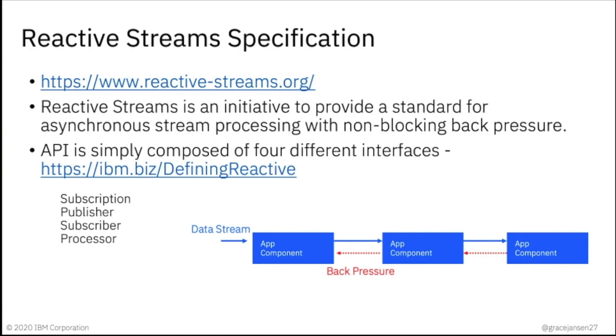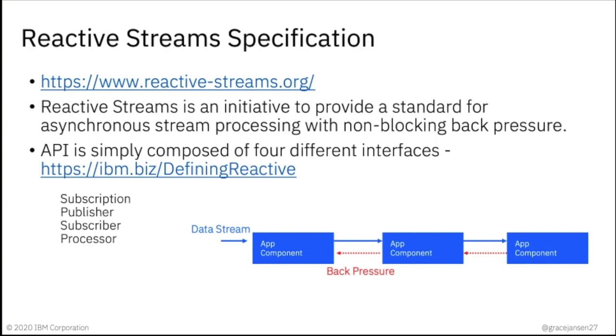And this API is essentially providing a standard for asynchronous stream processing with non-blocking backpressure. It's composed of 4 different interfaces, and you can visit our article here to find out some more information on those. But essentially, it provides a subscription, a publisher, a subscriber, and a processor. And it's that subscriber there that provides the backpressure that we need when we're creating reactive applications. And the Reactive Streams specification is used by many of the reactive toolkits and frameworks that are available.